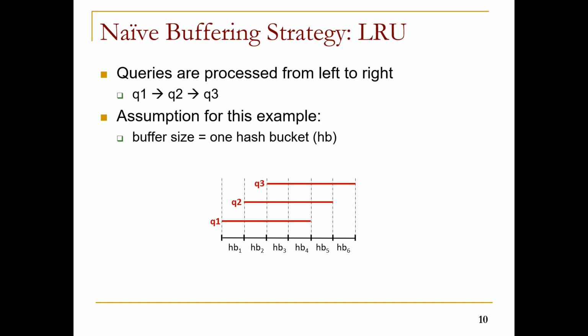As an example shown in this slide, the queries are processed with the order of Q1, Q2, and Q3. With an assumption that the buffer can only hold one hash bucket, we can see in the animation that this eviction strategy is not efficient since, for example, bucket HB2 is being retrieved 2 times from the disk, while it could have stayed in the buffer to save I/O.